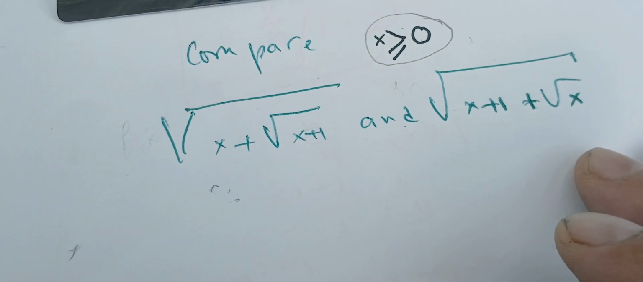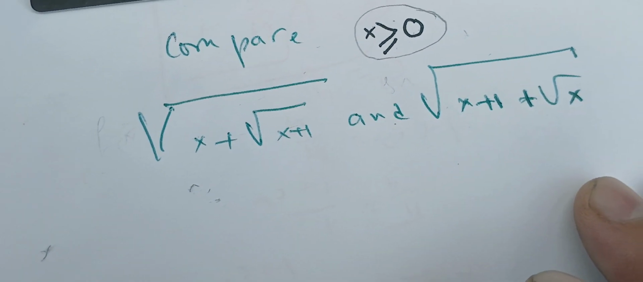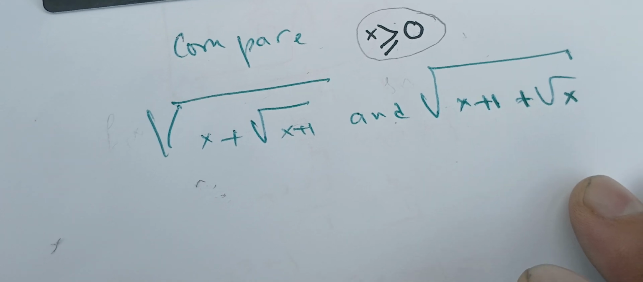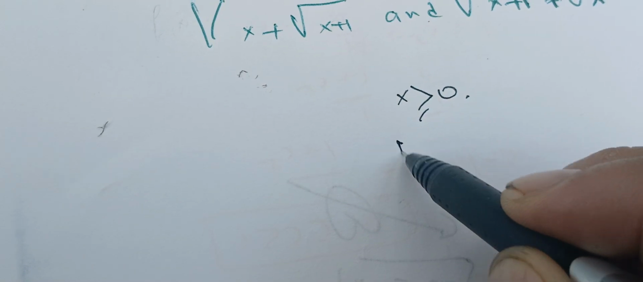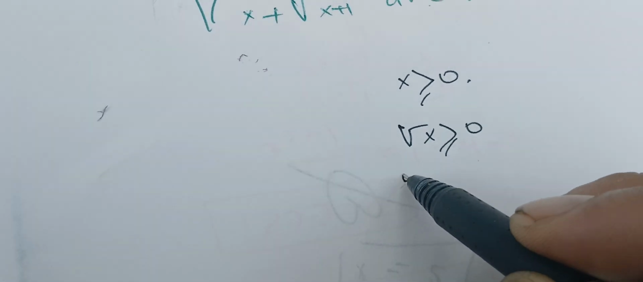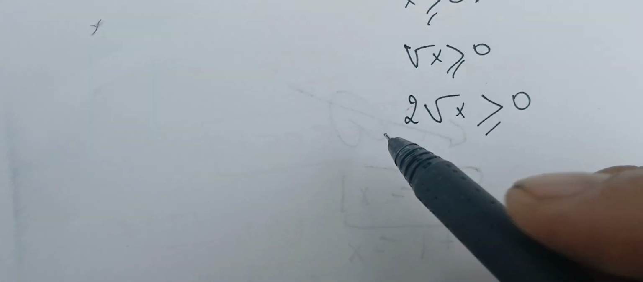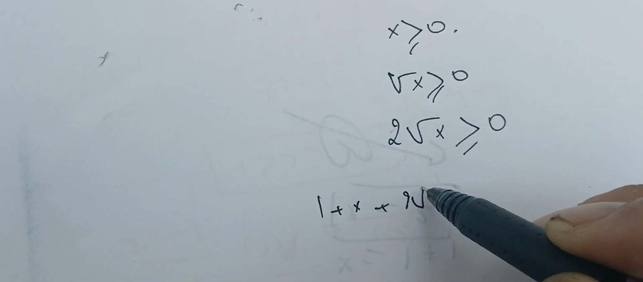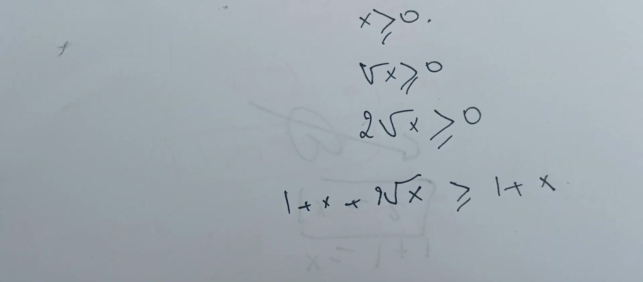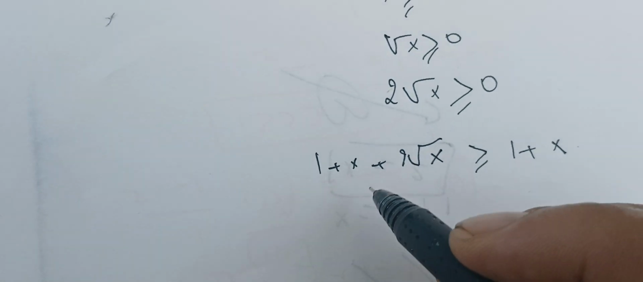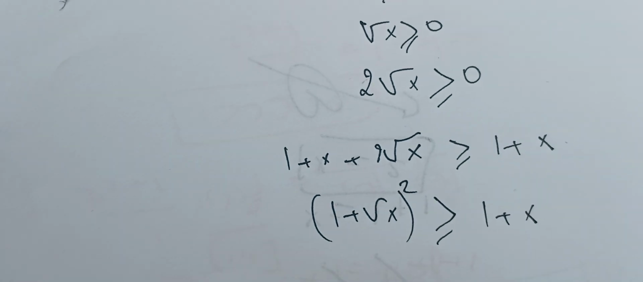But I'm going to use a different approach to solve this problem. Given that x is bigger than 0, we know that the square root of x is bigger than 0, and therefore 2 square root of x is bigger than 0. If we add 1 plus x to both sides, we're going to have 1 plus x plus 2 square root of x is bigger than 1 plus x. Now this one here is just 1 plus the square root of x, squared, bigger than 1 plus x.